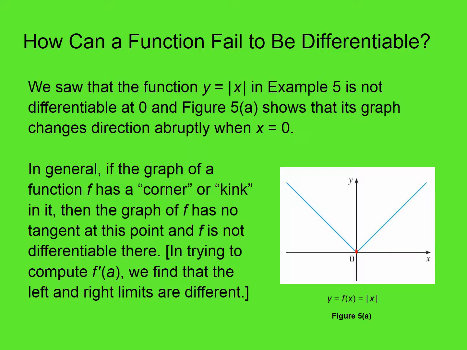Okay, it's not smooth there. It's not differentiable. In general, if the graph of a function f has a corner or kink or cusp in it, then the graph of f has no tangent at this point, and f is not differentiable there. In trying to compute f prime of a, in this particular case, we find that the left and right limits are different.